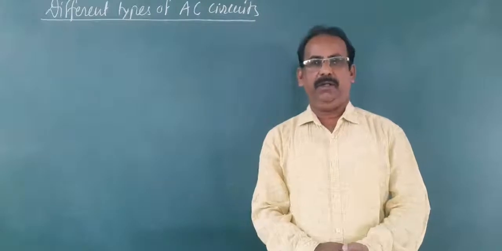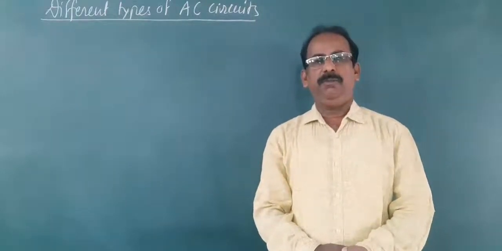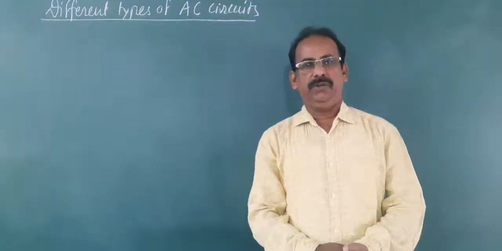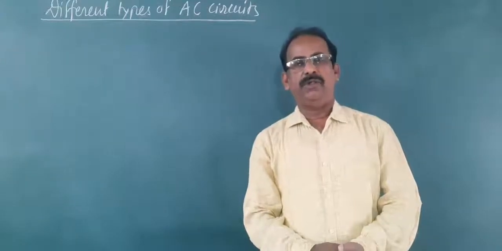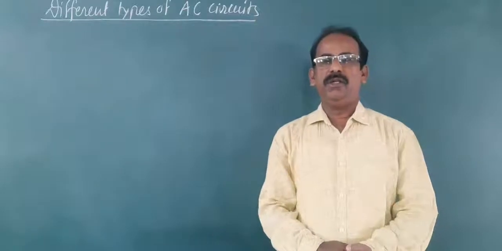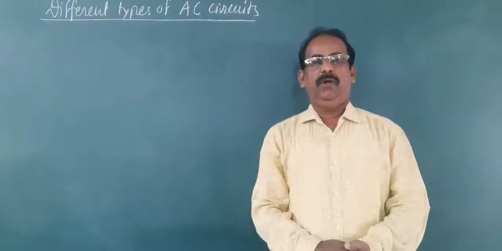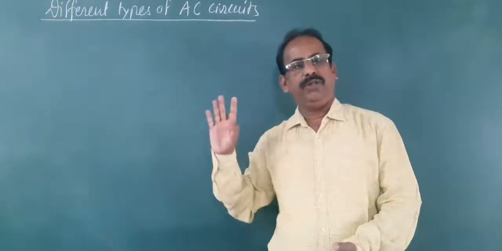LCR circuit. L means inductor, C means capacitor, R means resistor. A circuit in which all these 3 components are connected in series is called series LCR circuit. These 4 circuits we are going to see here.